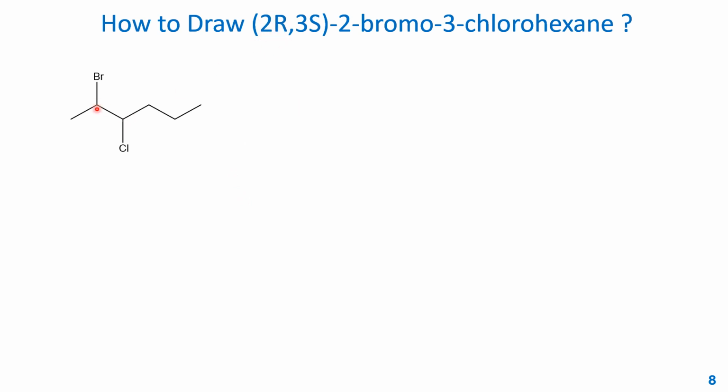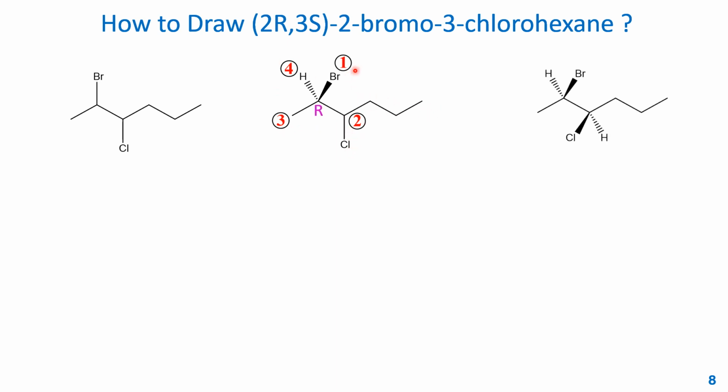That this carbon 2 should be R notation. So let's pretend the hydrogen is away from you and bromine is pointed to you. Then we assign the priority 1, 2, 3, 4. And then what is the notation? 1, 2, 3 is R. This R happens to be the same R required. So good, we can keep this asymmetric center. That means our assumption is right.